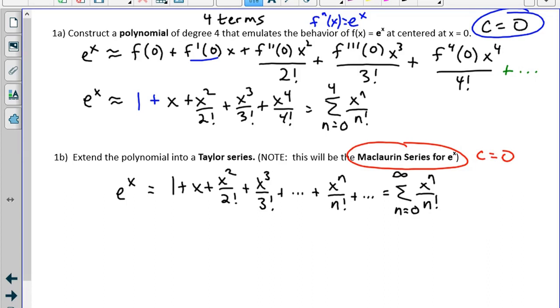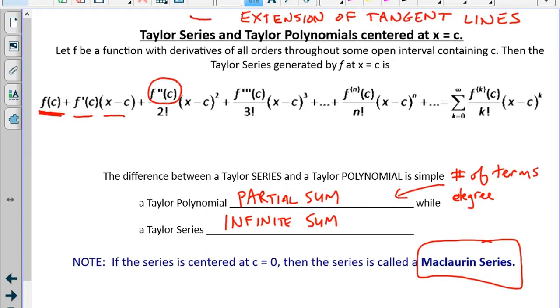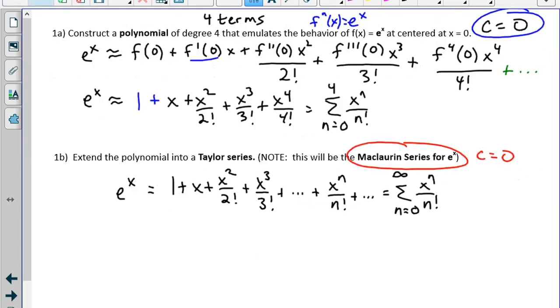One more thing that we might want to point out is that once again, I talked about how this is an extension of tangent lines. If you look at the first part of this, that actually is the tangent line for e to the x at or with the point 0, 1 as the point on the tangent line that you would be looking at.